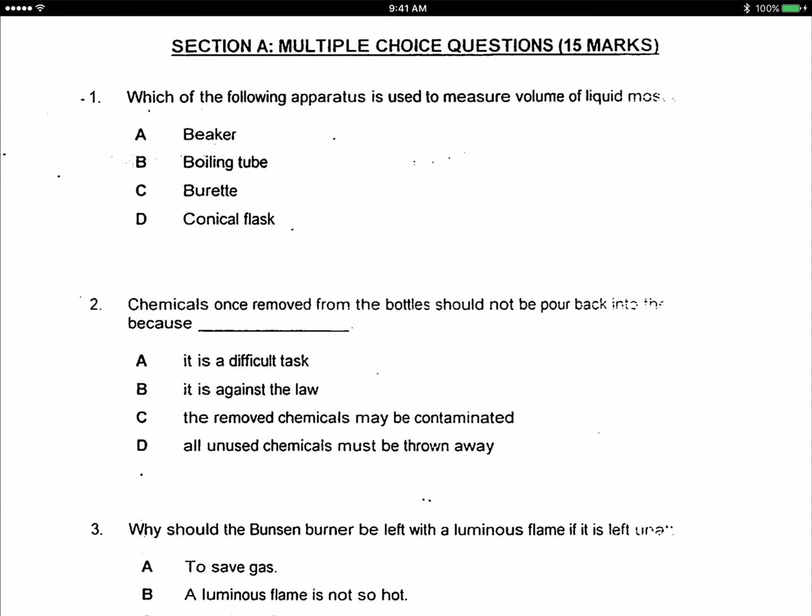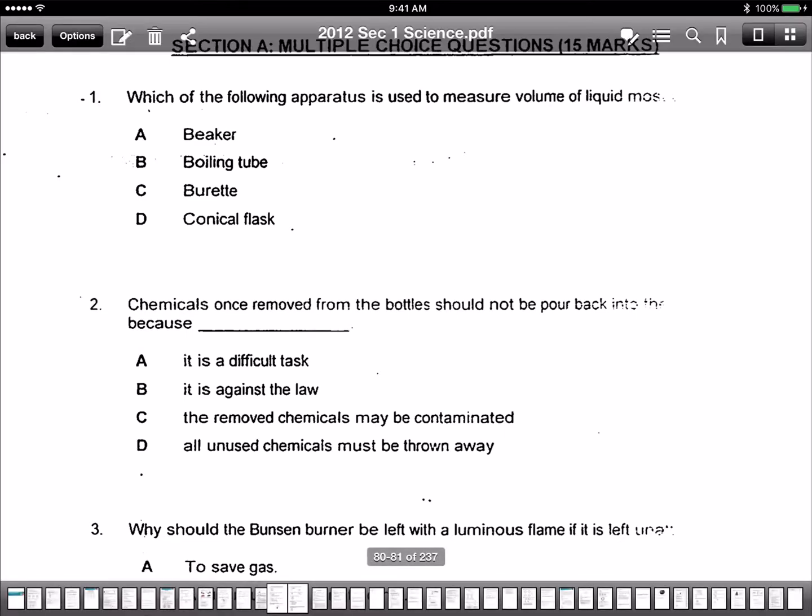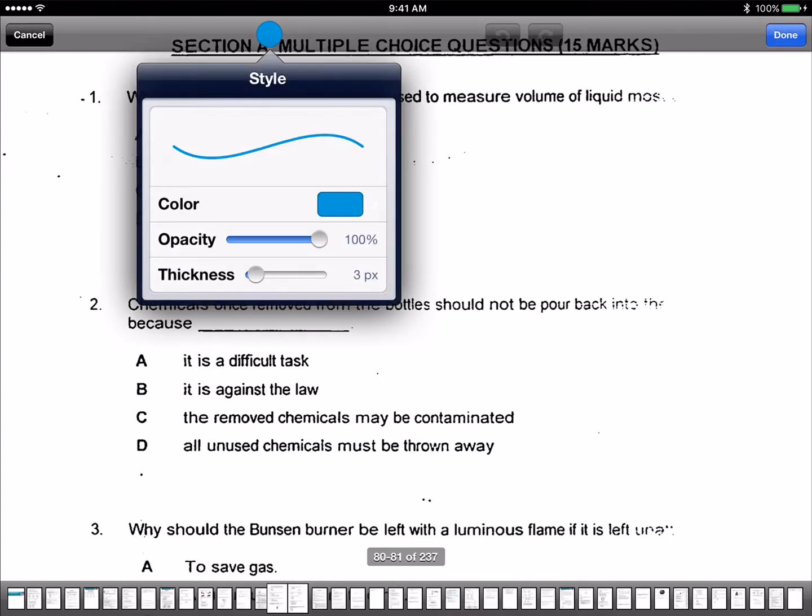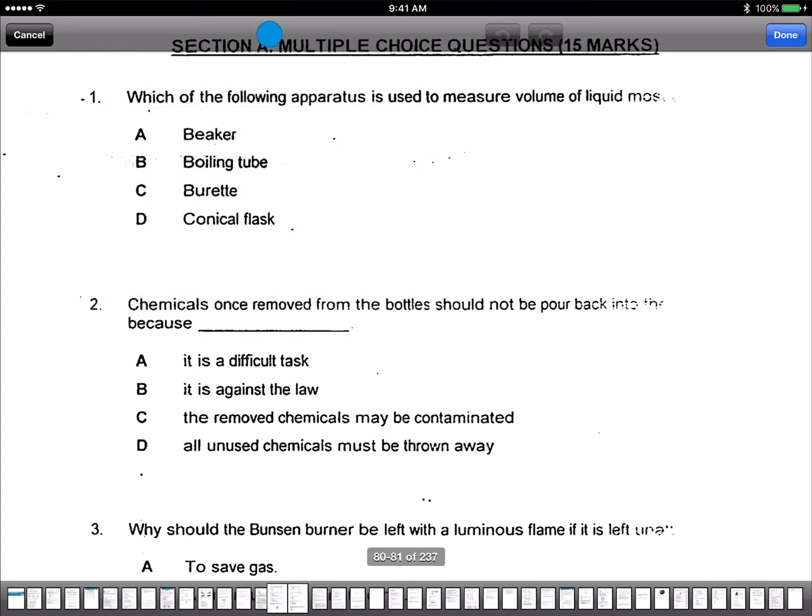Anybody? Is it bigger? The beaker? No. The answer is C, burette. Do you know what a burette is? A burette is an apparatus that looks like a really long test tube, a super long test tube with a lot of markings on the side. That's a burette. So the burette is the most accurate.